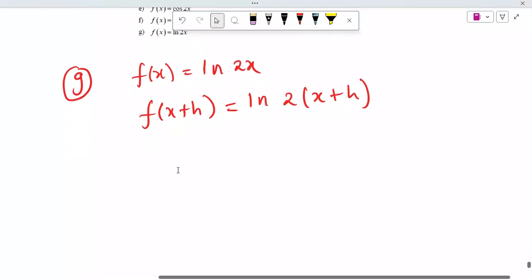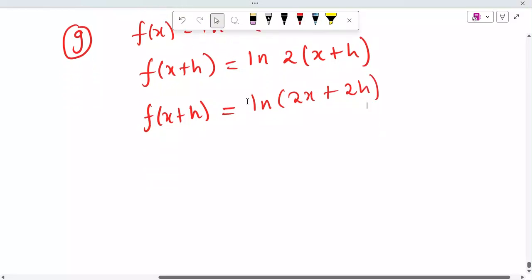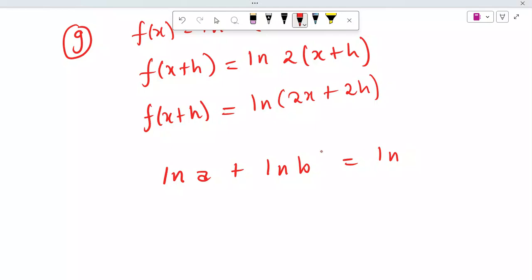So you guys are following through. Let's continue and simplify further for this part. So we have natural log of 2x plus 2h. You know logarithmic functions: if for example I say natural log of a plus natural log of b, this is the same as natural log of ab, because when you're adding, you multiply.